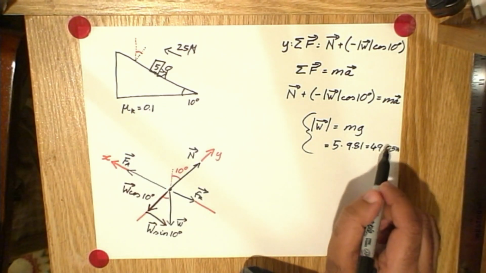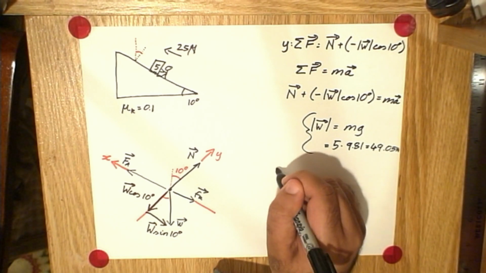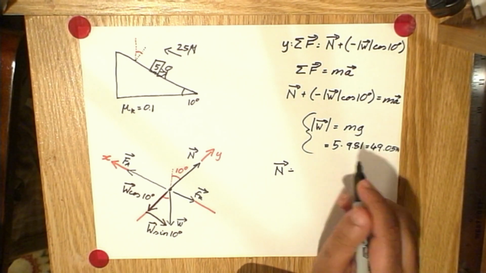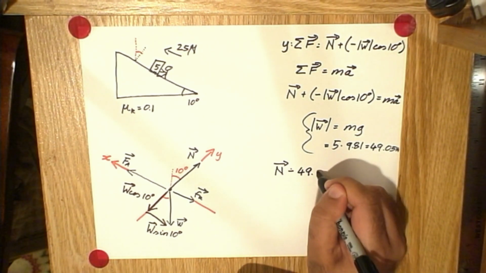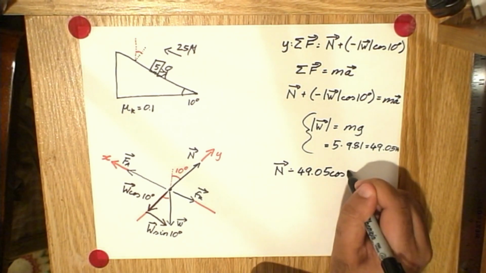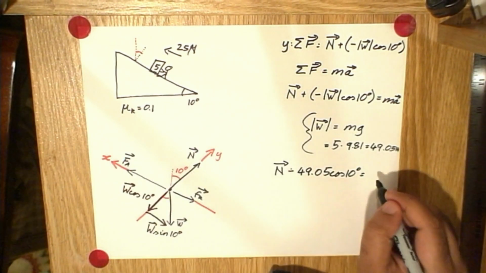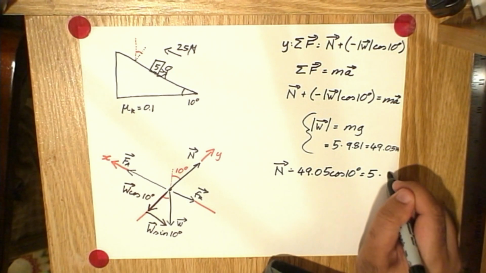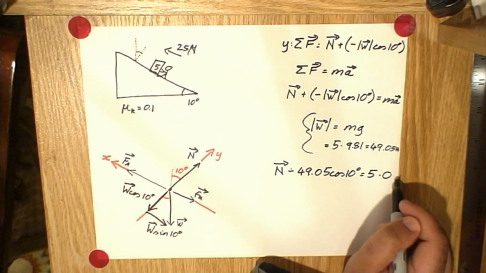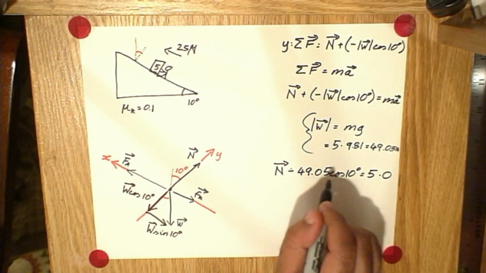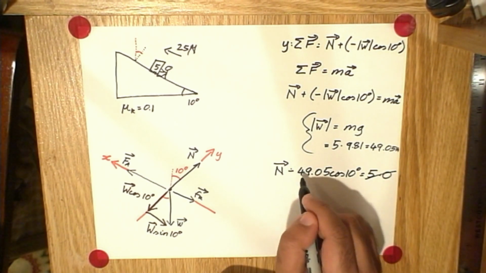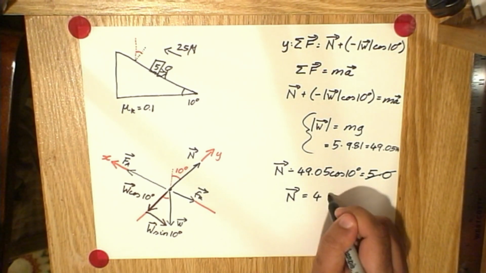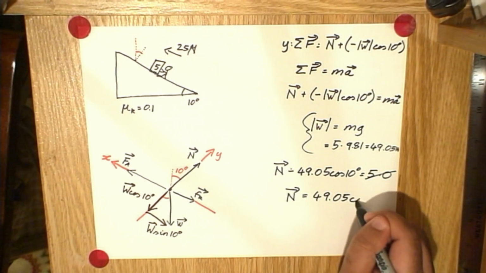We will take this information and plug it into this equation. So that gives us the normal force minus 49.05 cosine of 10 degrees is equal to mass 5 times acceleration. In the y direction, the acceleration is 0 because it's not moving in the y direction. So this entire right side becomes 0. If I were to move this by adding it to both sides, I would say normal force is equal to 49.05 times the cosine of 10 degrees.